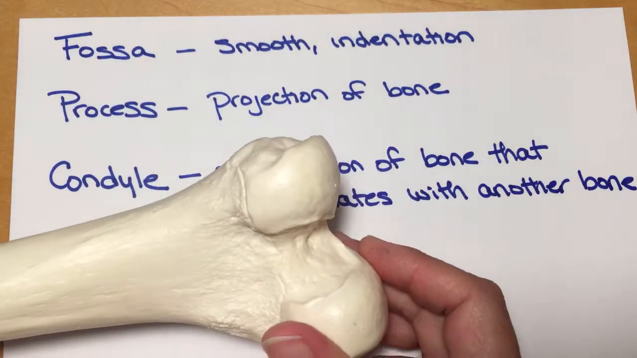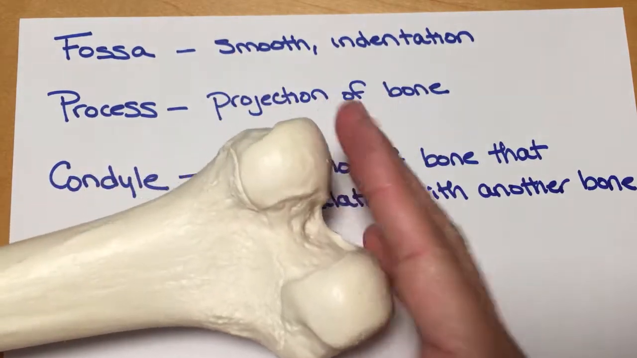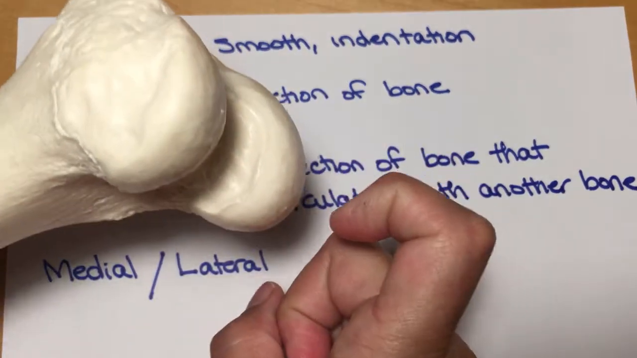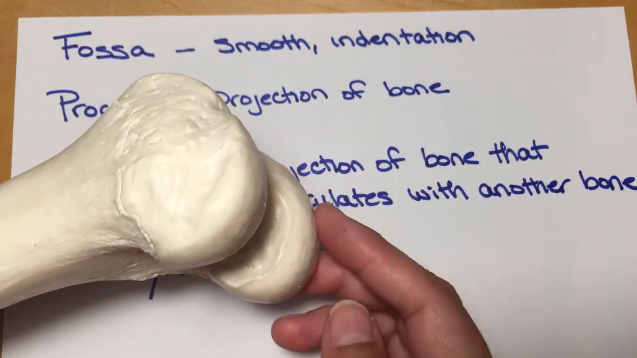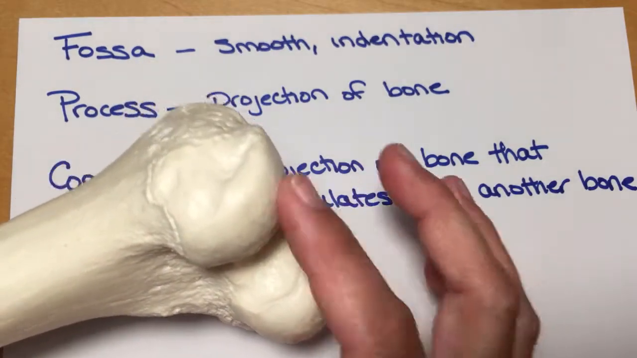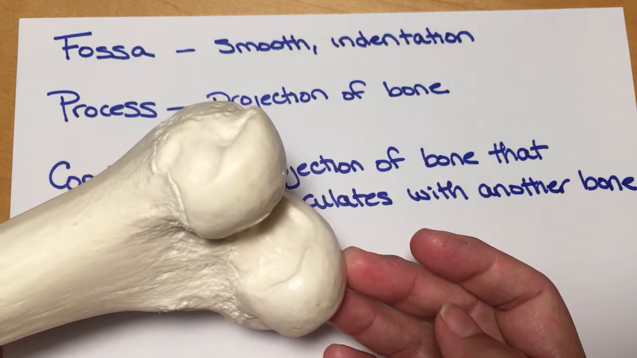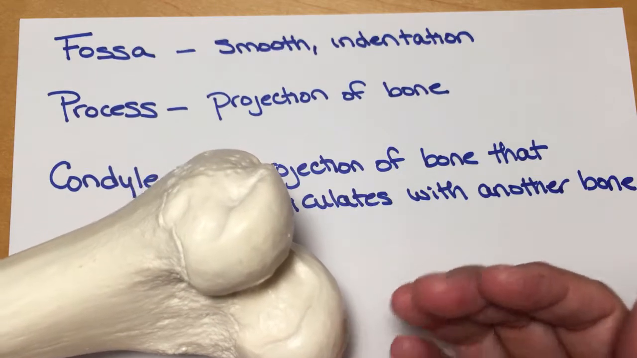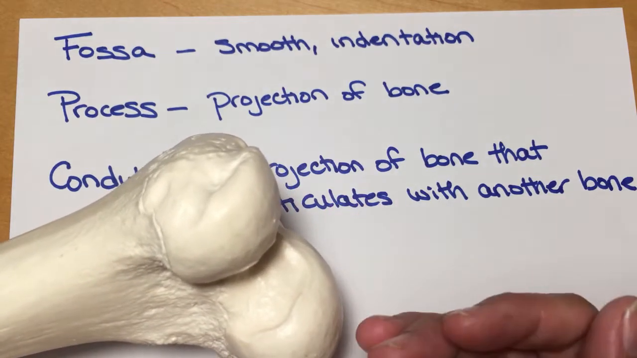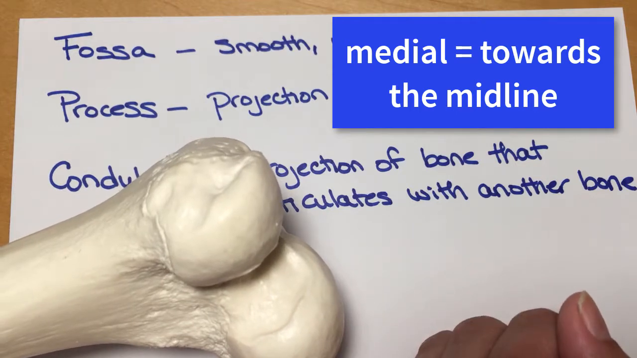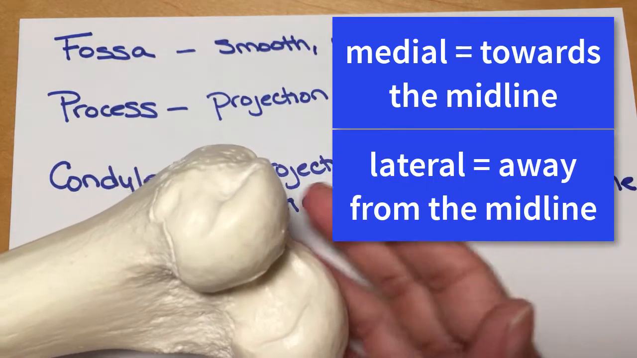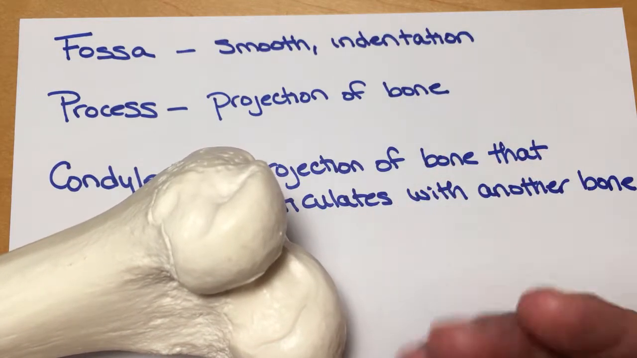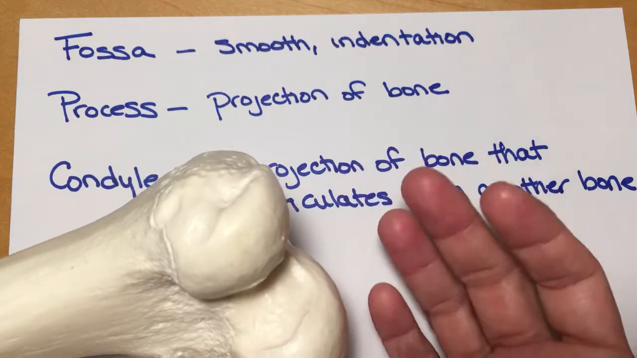So an example of a condyle would be right here with the femur. This is the distal end of the femur, and you can see these two smooth, large, almost knuckle-like projections sticking out here. They are going to articulate with the tibia. So these are the two condyles of the femur. We differentiate the two condyles by talking about whether they're the medial condyle or the lateral condyle. And remember, medial means towards the middle of the body, towards the midline. Lateral means further away. So when you look at the femur, as long as you know which side is the medial side and the lateral side, you know which is the medial condyle and the lateral condyle.